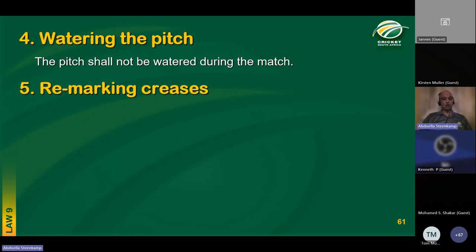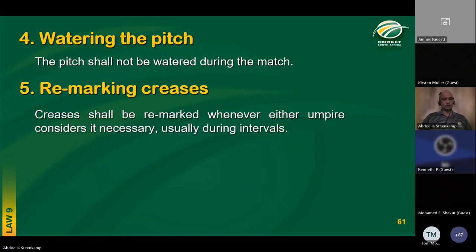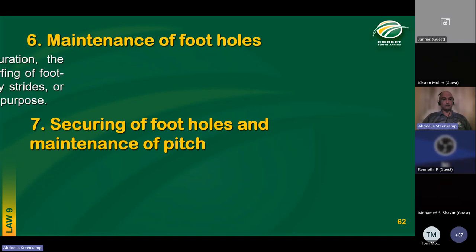Are you allowed to remark the creases after the game has started? Yes, the law allows for this by telling us creases can be remarked whenever either umpire considers it necessary. At international and provincial level, it usually happens during the intervals, especially the popping crease. That's where the bowler's front foot lands most of the time, and where batters run. The white paint usually disappears. The law allows for all of the creases, not just the popping crease, to be remarked, and the ground staff usually do it during intervals.